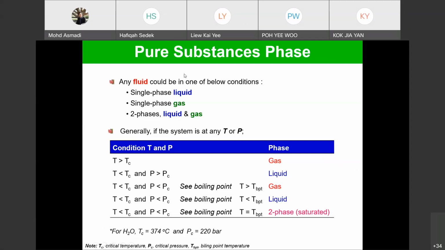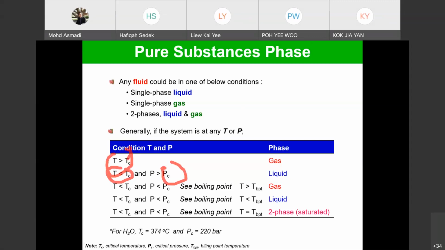of course it is going to be gas. Okay, definitely. But if the condition is T below Tc and P more than Pc, it is going to be liquid. You just refer to it. Before you start any calculation to determine P, V or T, look at the condition first, for the pure substance.